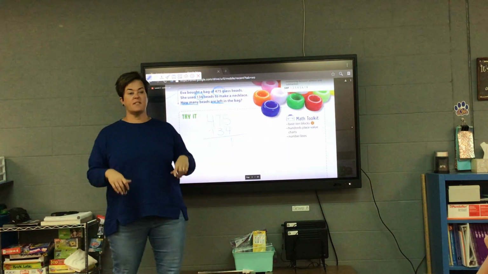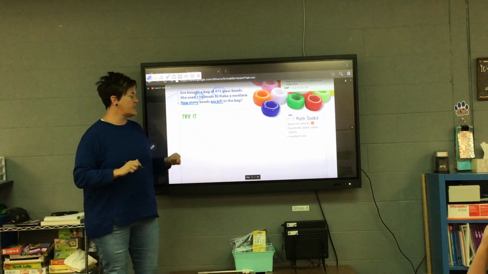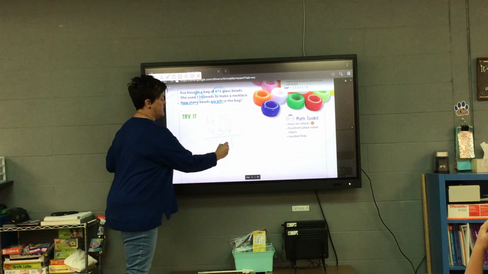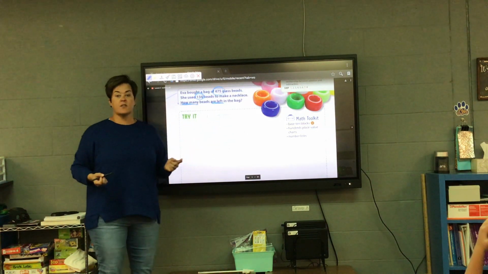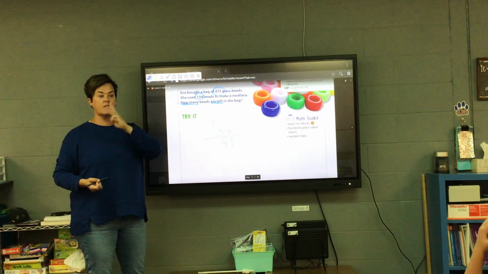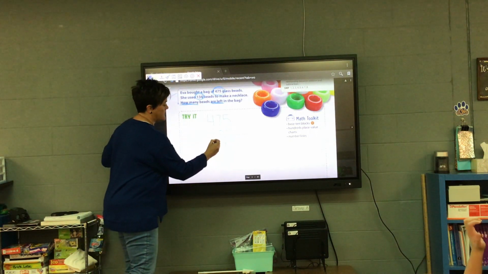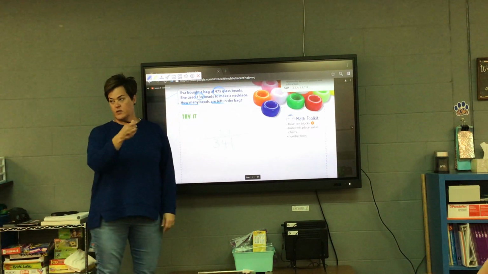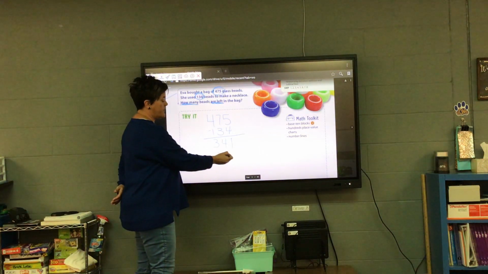Tens place, if we have 7 tens and we take 3 of those tens away, how many tens do we have left? We have 4 tens left, which is actually 40, right? Now, our hundreds place, if we have 4 hundreds and we take 1 of those hundreds away, how many hundreds do we have left? 3 hundreds. So the difference, remember that's the answer when we're subtracting, the difference is 341.